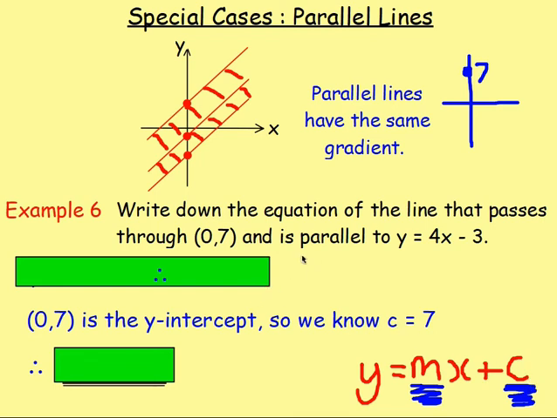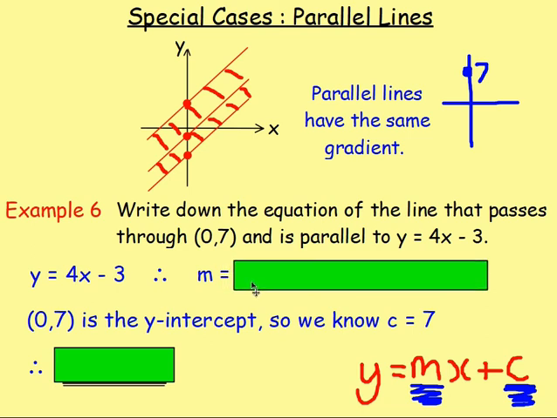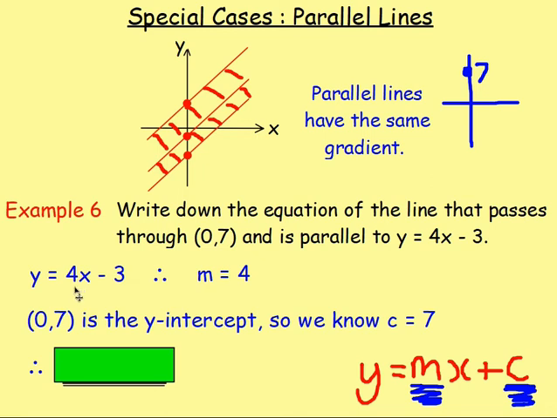We are also told, though, that it's parallel to y equals 4x take away 3. And if the line is parallel, well, two parallel lines will have the same gradient. So for that line there, the y equals 4x take away 3, we need to think, what's the gradient of that line? And the gradient will be what? 4! Well said. How do you know it's that? Brilliant, because that is what you're multiplying x by. You've got 4x, so the gradient will be 4.